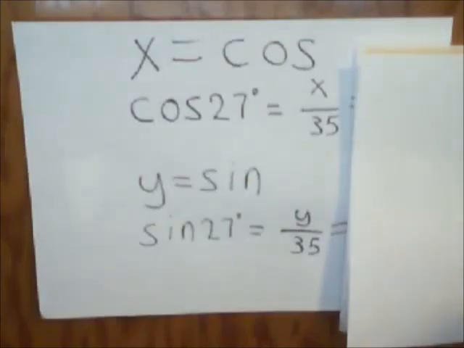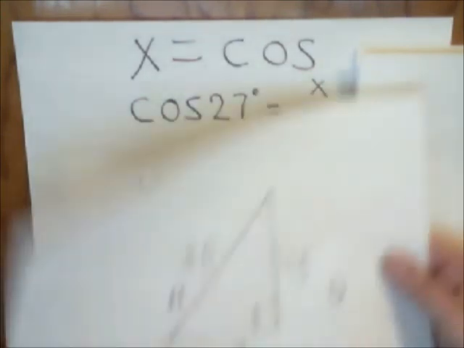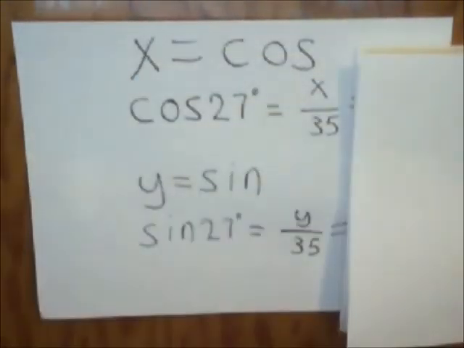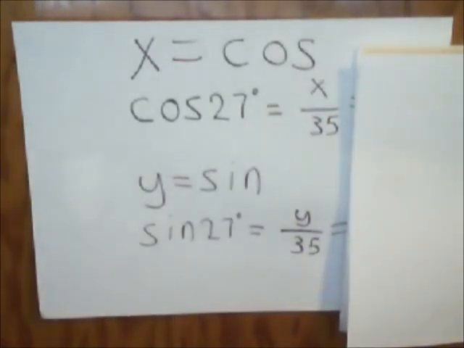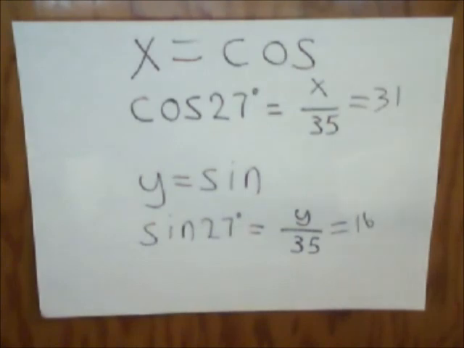We determined to use cosine to solve for x and sine to solve for y. Remembering the acronym SOHCAHTOA, we know we must use the adjacent side and hypotenuse for cosine, which if we look back at the problem we know is going to be x and 35. And for sine we know we must use the opposite side and the hypotenuse, and looking back at the problem we know that's going to be y and 35. So if you plug those into your calculator, you will get x to equal 31 and y to equal 16.